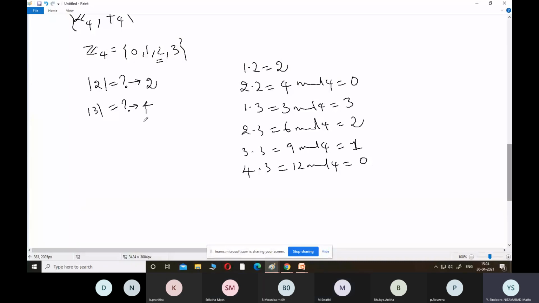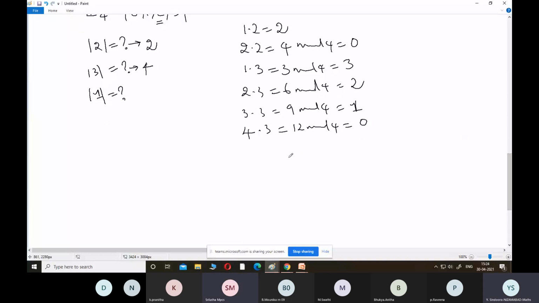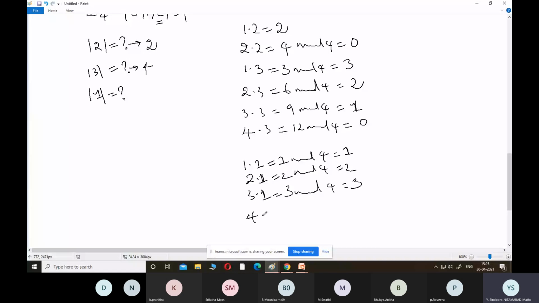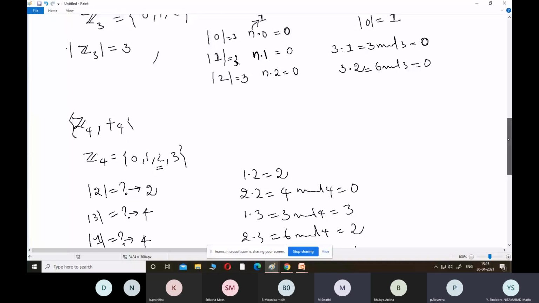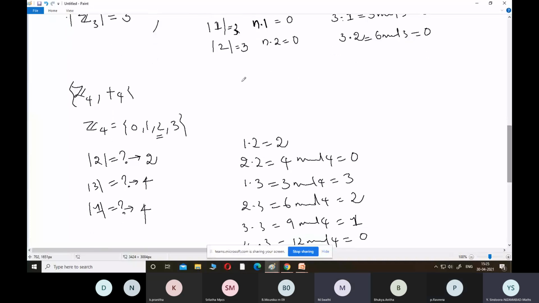Now in the same way, tell me, what is order of 1? 4, madam. Very good. Let me clear this one also. 1 into 1 is 1 for us. 2 into 1 is 2 for us. 3 into 1 is 3 for us. If we apply modulo 4 also, I will be getting the same values. But 4 into 1 is nothing but 4, and 4 modulo 4 is 0 for us. So what is order of 1? It is 4. Are we clear? Order of each element. All of you, tell me what is 3 inverse.